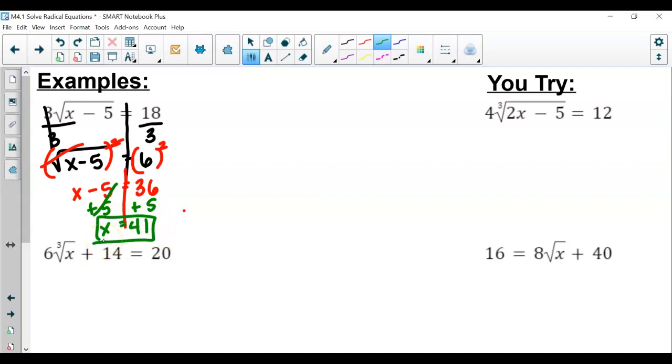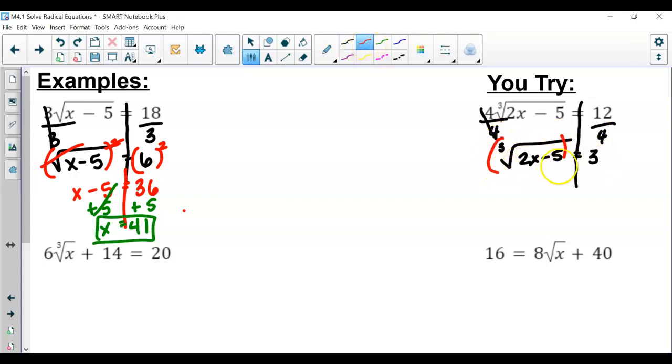So go ahead and pause the video and try the U-try on your own. And here we go. So we're solving a cubed root equation, but it's being multiplied by 4. So you were supposed to do what first? Divide by 4. So now here you've got the cubed root of 2x minus 5 is now equal to 3.